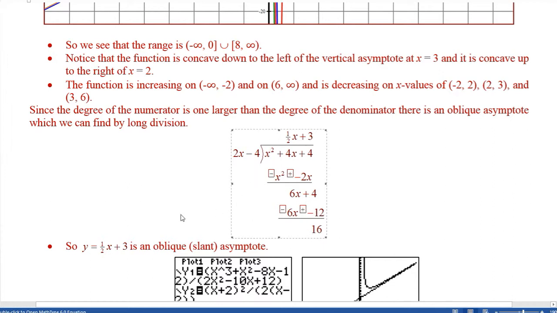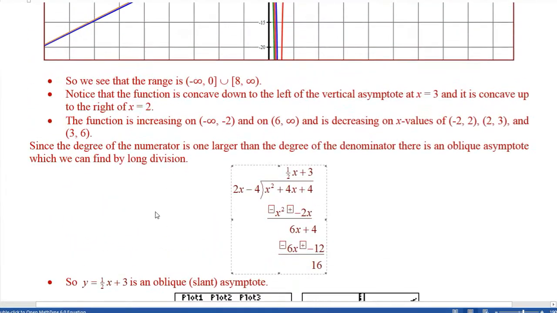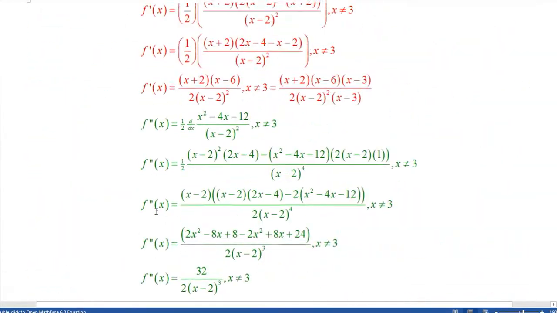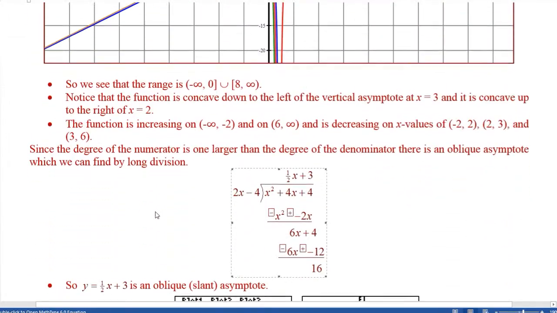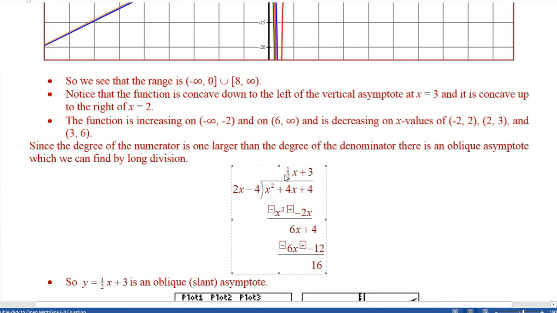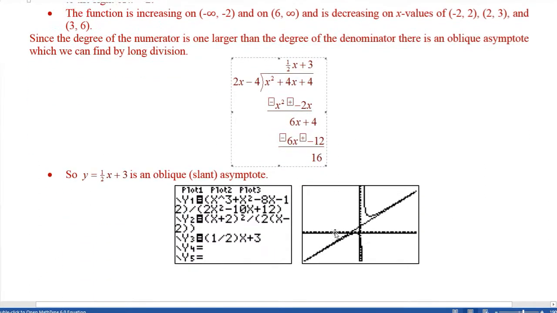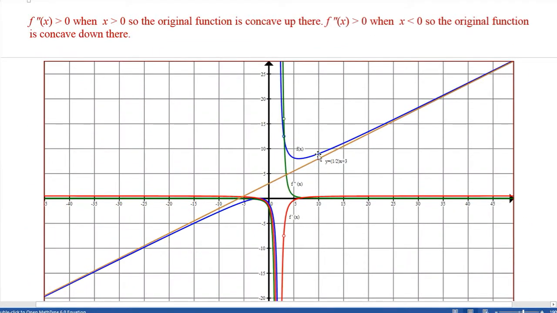So one way we could write this, then, is that the original function is 1/2 x plus 3 plus 16 over 2x minus 4. As x goes to infinity, the 16 over 2x minus 4 is getting smaller and smaller, and the graph is getting closer and closer to the graph of 1/2 x plus 3, which is our oblique or slant asymptote. And I graphed that as well, and you can see it there as this brown line here.